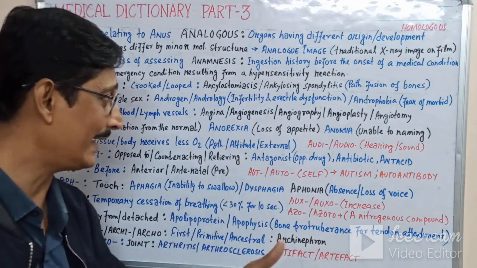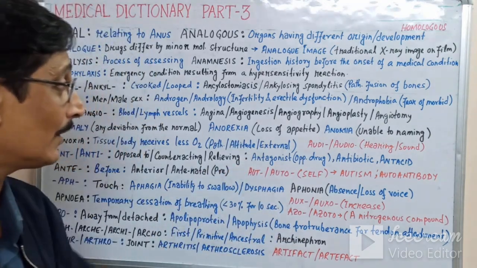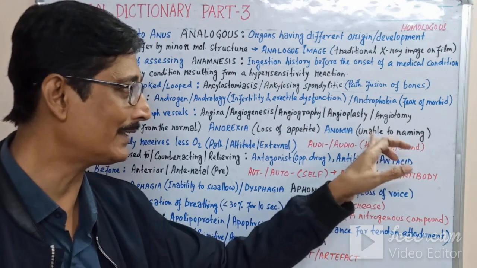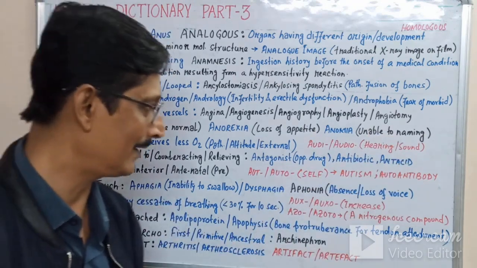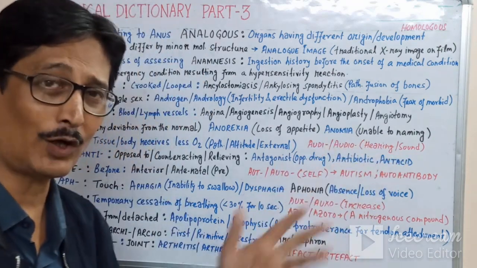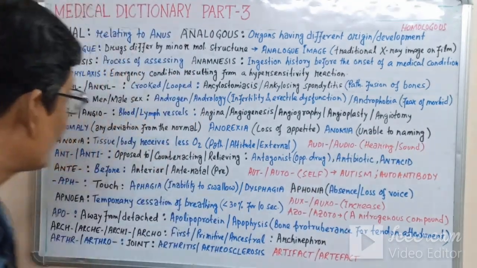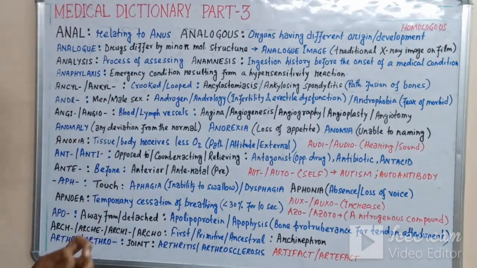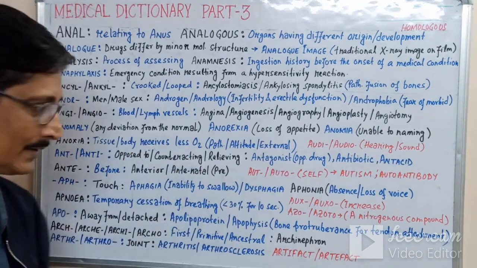Now anorexia. Anorexia means loss of appetite. Now anomia. Anomia is the inability to name things. Somebody lacks the ability to name a thing or recall a name, that is known as anomia. And anoxia. Anoxia is when the tissue or body receives less oxygen.